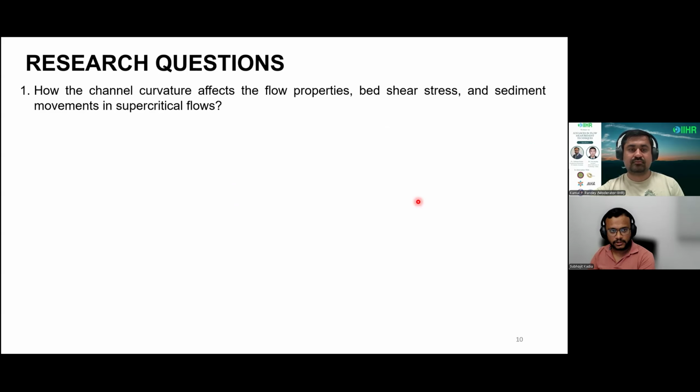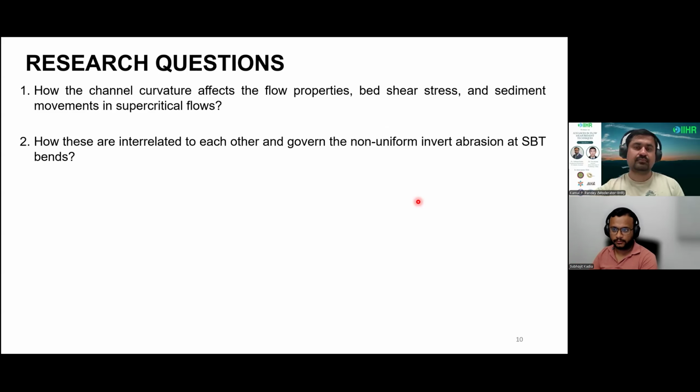The major research questions were how the channel curvature affects the flow properties, bed shear stress, and sediment movements in supercritical flows, and how these parameters are interrelated and lead to this kind of non-uniform invert abrasion in a sediment bypass tunnel. That will be very useful for designing sediment bypass tunnels or similar structures.